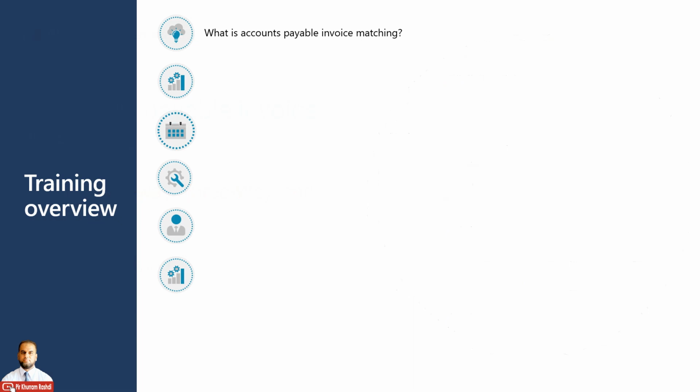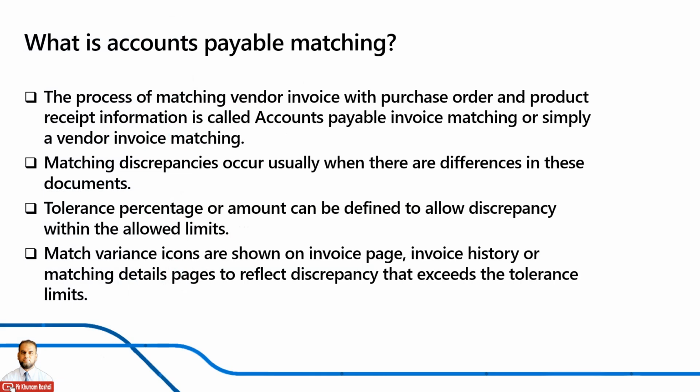First of all, we'll explore what accounts payable invoice matching is, and then we'll look into some details in invoice total matching. Then I will also define what two-way matching is, and then we'll explore three-way matching, and finally there will be charges matching. And lastly, we'll also perform some demos to see how things work practically. We need to just check in the system. So what is accounts payable matching?